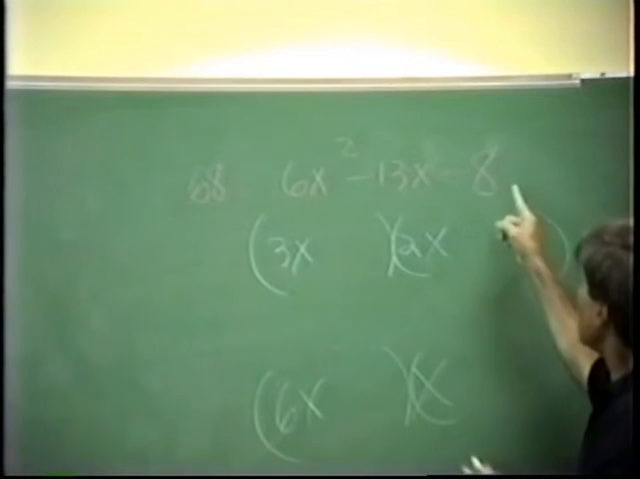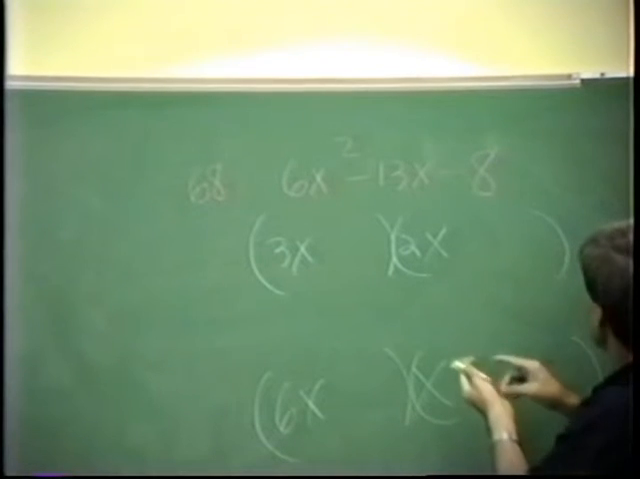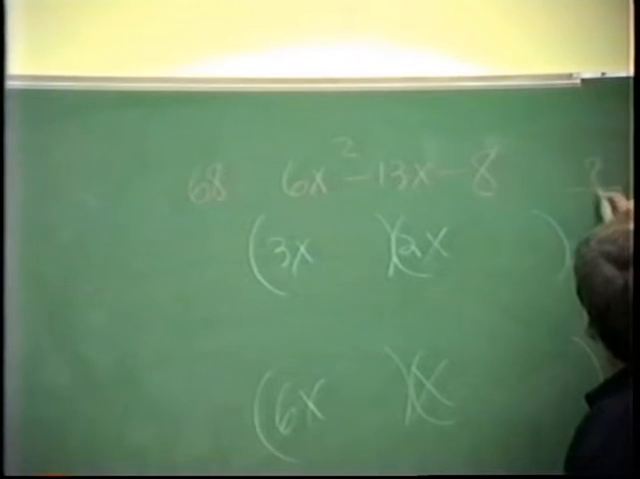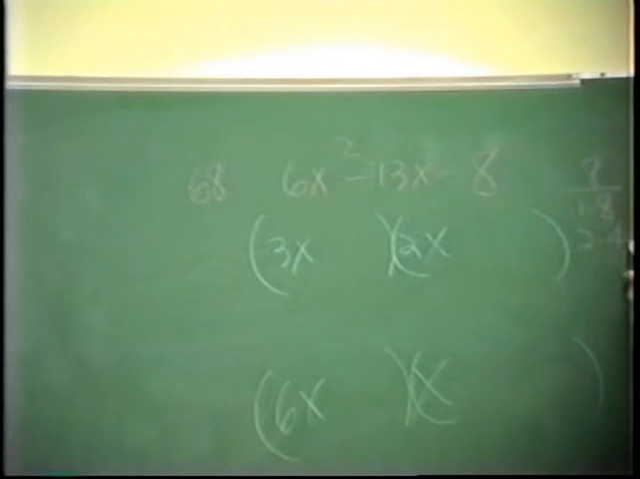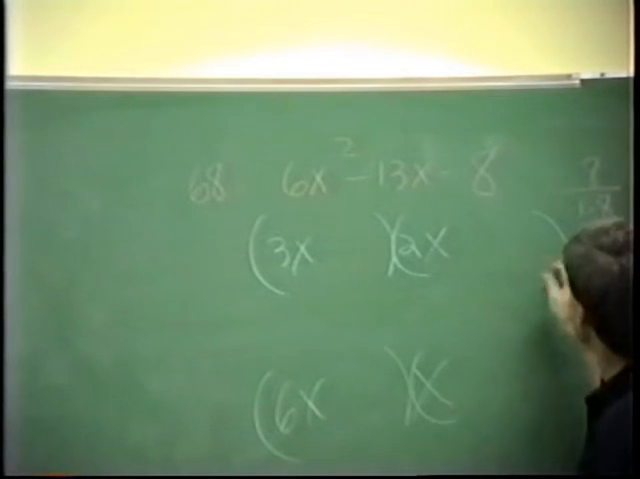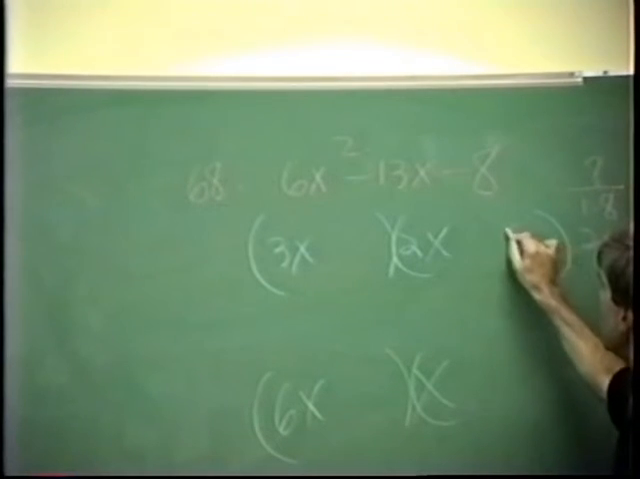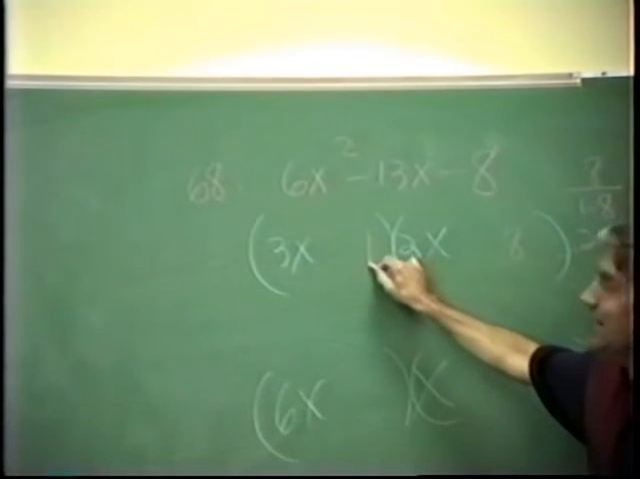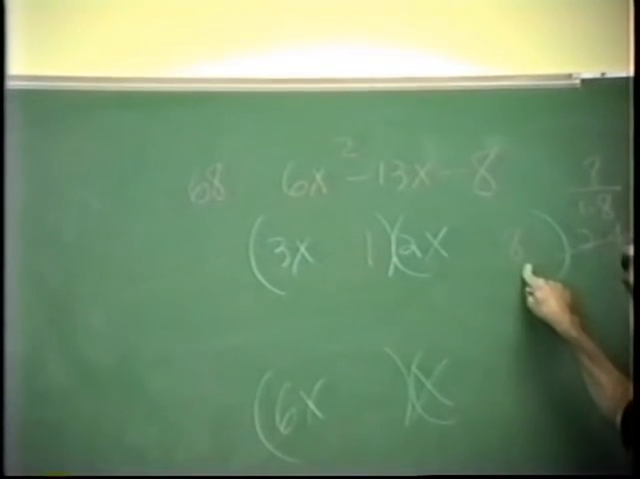Now, I want to try the combinations of 8. Now, what were the combinations of 8? 8 times 1, 1 times 8, and 2 times 4. Now, what about the 2-4 combination? We already know that one's out. It's got to be 1-8 or 8-1. Now, let me tell you this. It can't be 8 here and 1 there. It cannot be 8 here.